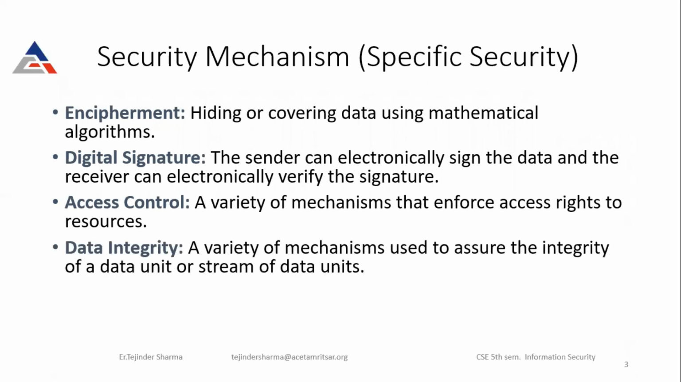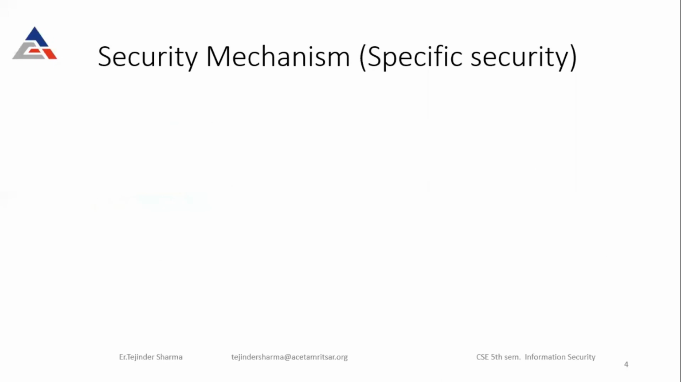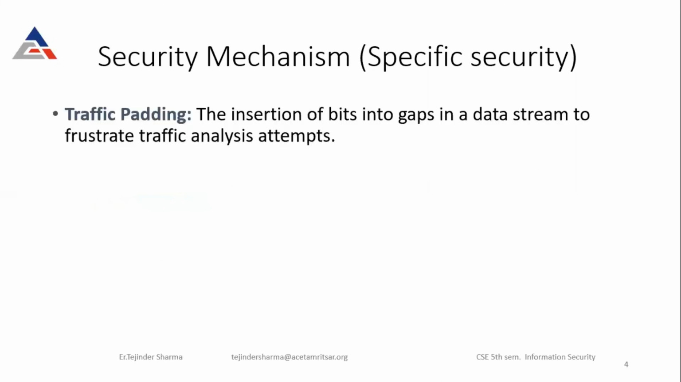Data integrity, to ensure the integrity of a data unit or the stream of data units, that this data has not been modified or altered on the way, or during the transmission. Authentication exchange, two entities exchange some messages to prove their identity to each other, that they are the right parties who are involved in the transmission. Then traffic padding, the insertion of dummy bits into the gaps to frustrate traffic analysis attempts.